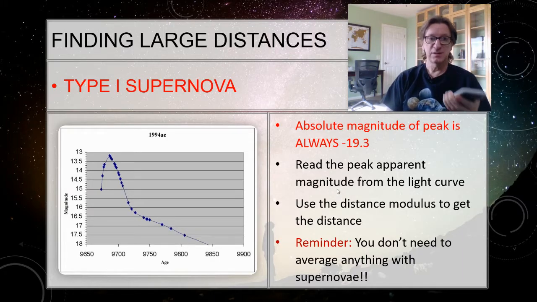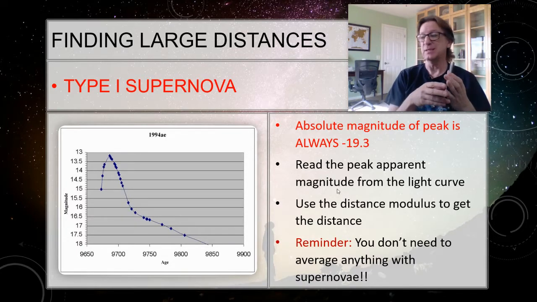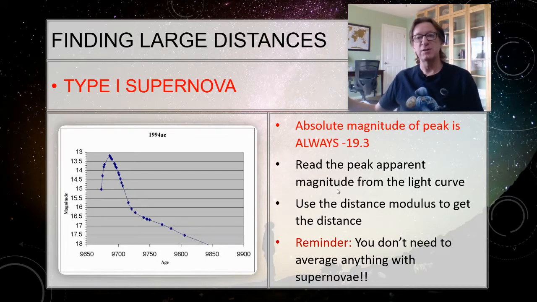So this type 1 supernova occurred about 30 million parsecs away. That's a long way. Yet because it's so bright, I'm still able to see it. 13th magnitude is easily within the range of our telescopes up at GCC North.